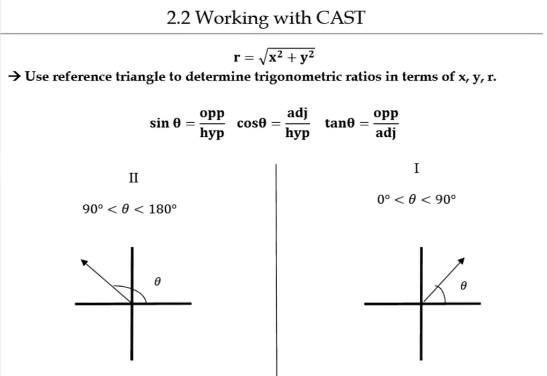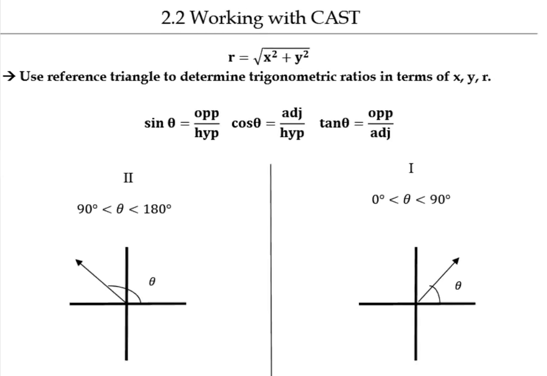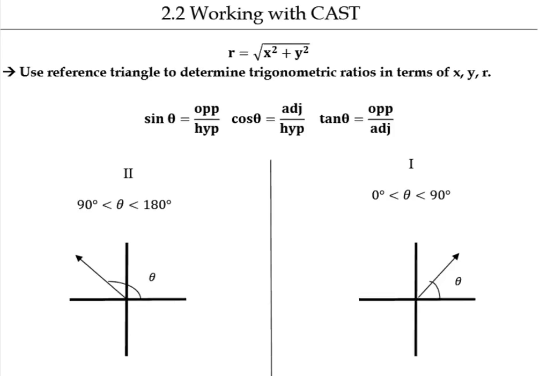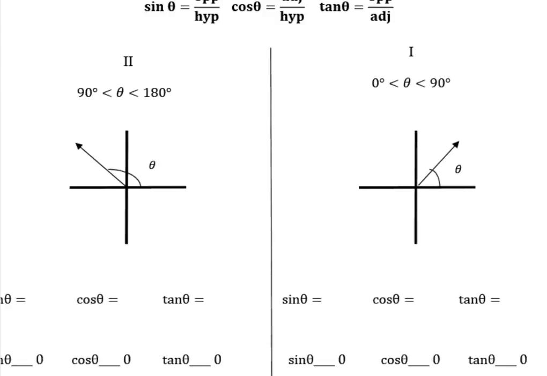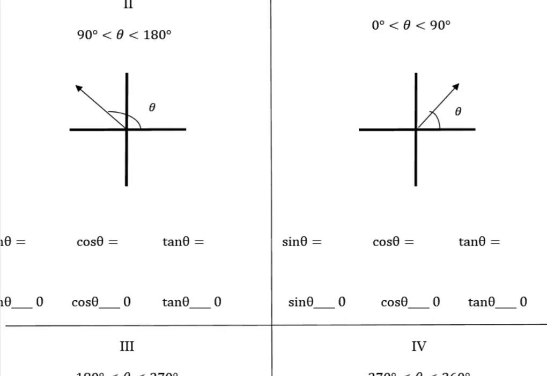Okay, working with CAST. We're going to learn what CAST means today. It's another math acronym that you're going to learn about, kind of like SOHCAHTOA or all those little things, right, that kind of help you figure things out. So let's look at quadrant 1.